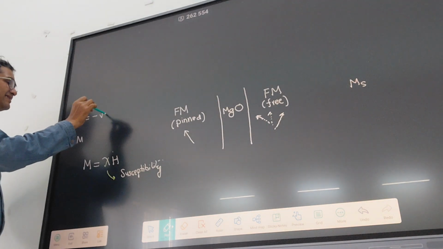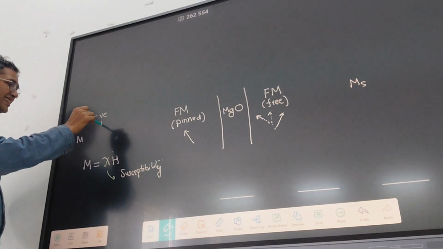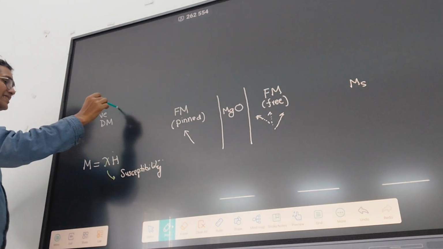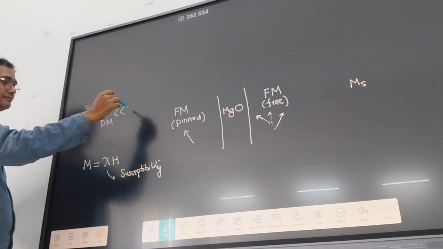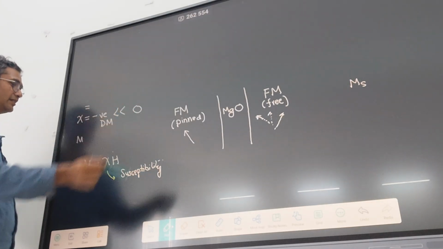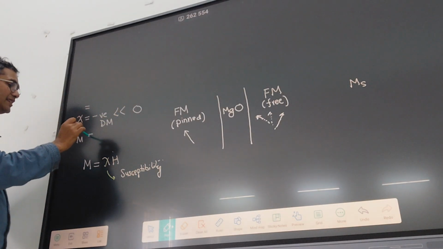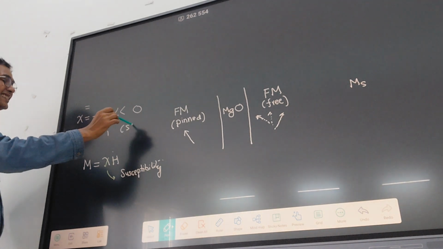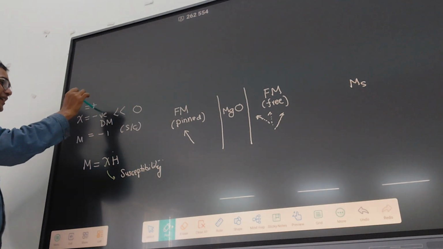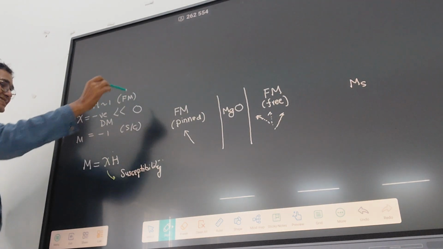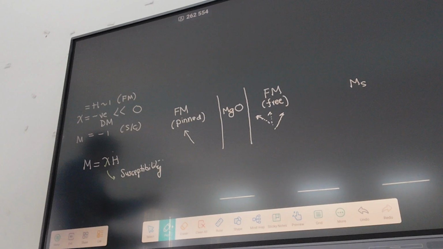Negative for diamagnetic, but less than, much less than 1, 0 say, not common. If it is exactly equal to -1, then it is called perfectly diamagnetic, superconductor. And if it is positive and close to 1, then it is called a ferromagnet. मैग्नेटिक डोमेन्स कितना ओरिएंट हो रहे हैं मैग्नेटिक फील्ड के अकॉर्डिंगली.